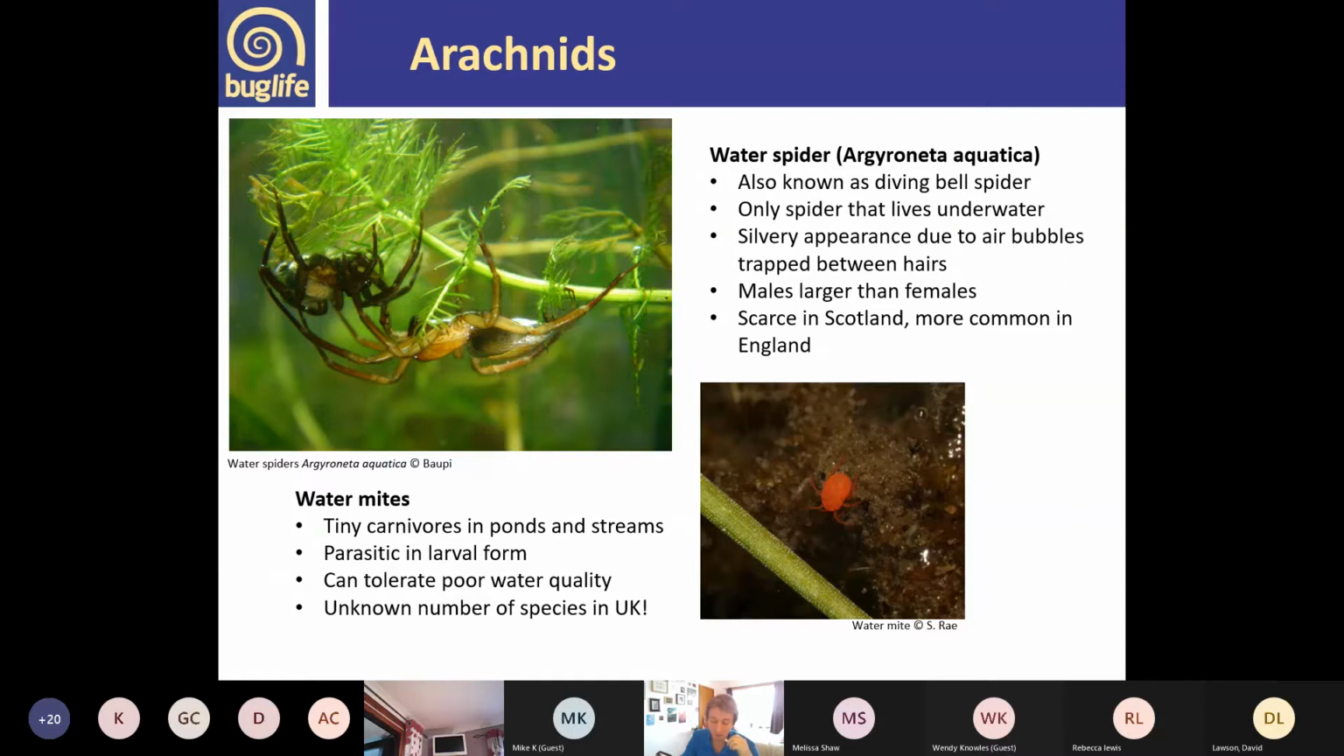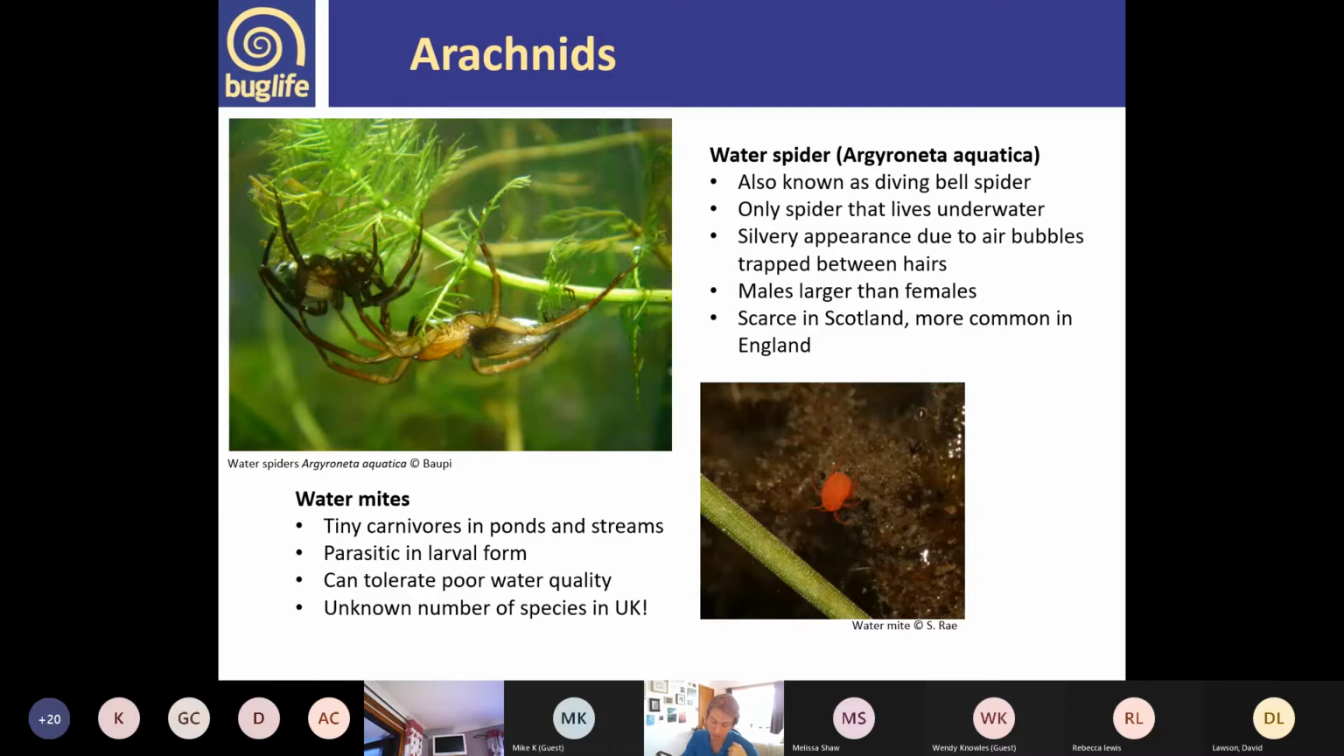They often have a silvery appearance due to the air that they've got trapped in the hairs on their legs and body, creating a silvery film around them. So that's why they might appear to be this silvery little arachnid swimming in the water. They're quite scarce in Scotland, with only a handful of sites in Dumfries and Galloway and in the Highlands, although they are more common further south in England and Wales, but a very exciting record if you do encounter them in Scotland.